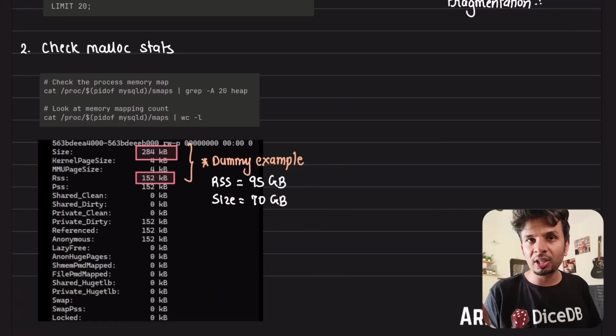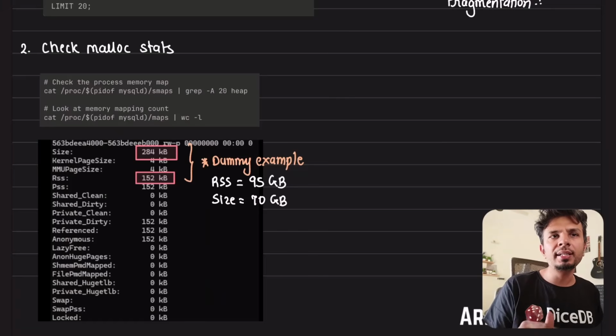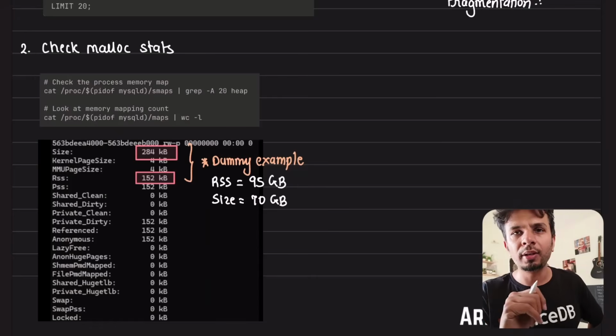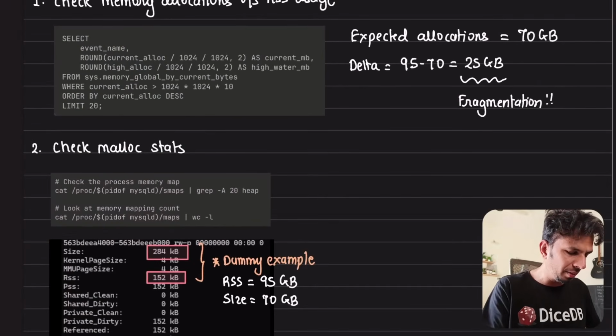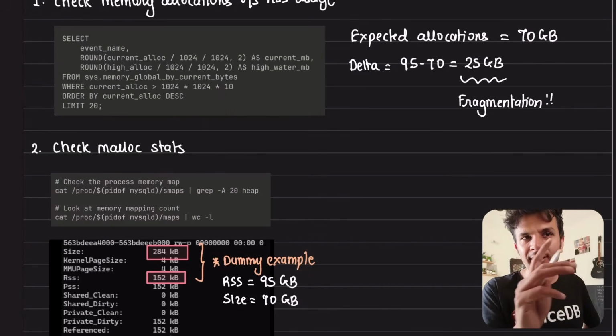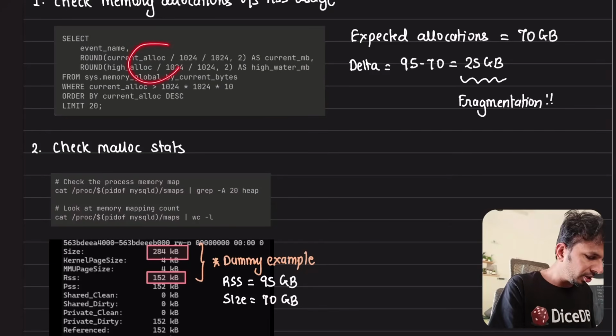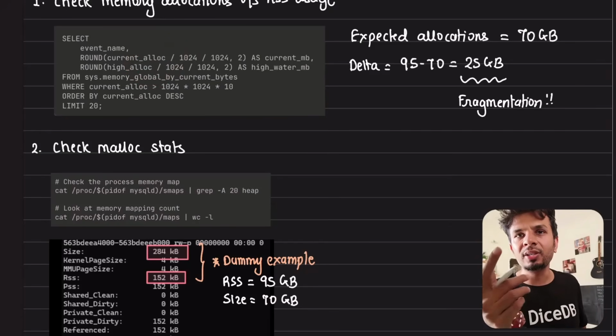So RSS is what is actually consuming and your size is what it should be consuming. Kind of. I won't go into details. The above one will give you much better, clear one. RSS is one that you should be very much interested in, by the way. And here you would get your current allocations that you need to be aware of.